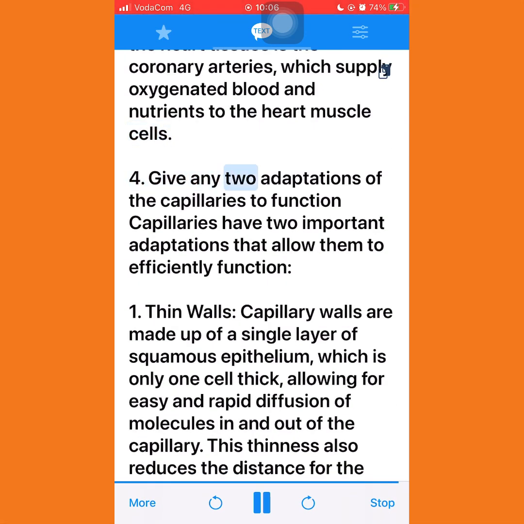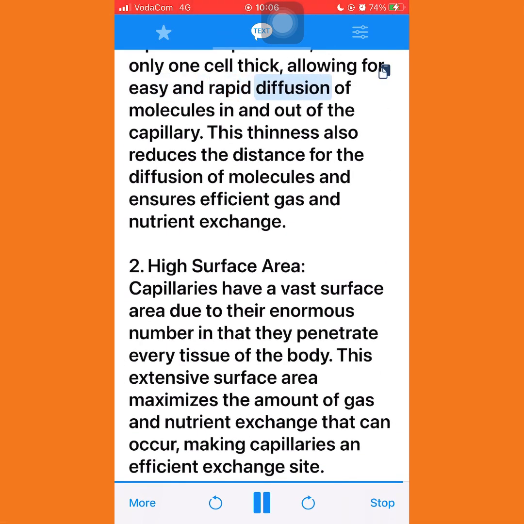4. Give any two adaptations of the capillaries to function. Capillaries have two important adaptations that allow them to function efficiently. 1. Thin walls. Capillary walls are made up of a single layer of squamous epithelium, which is only one cell thick, allowing for easy and rapid diffusion of molecules in and out of the capillary. This thinness also reduces the distance for the diffusion of molecules and ensures efficient gas and nutrient exchange.